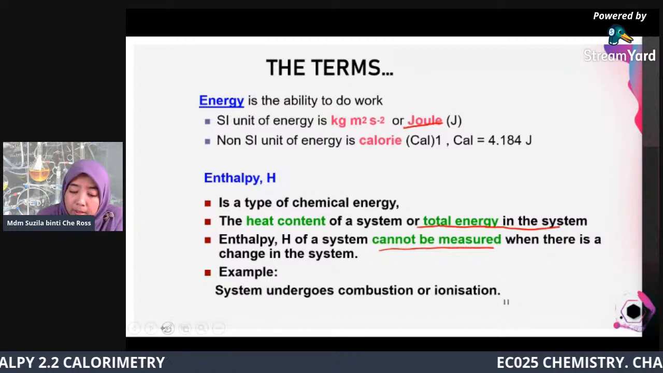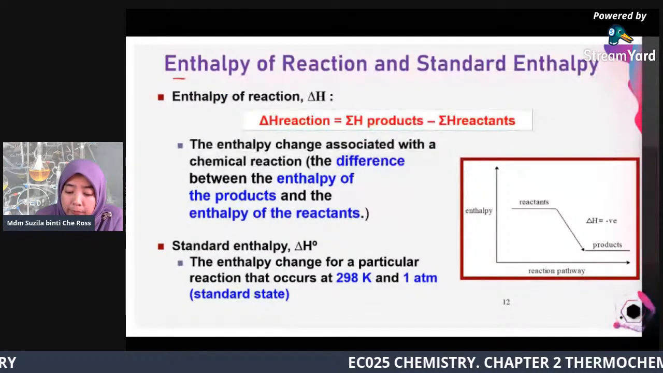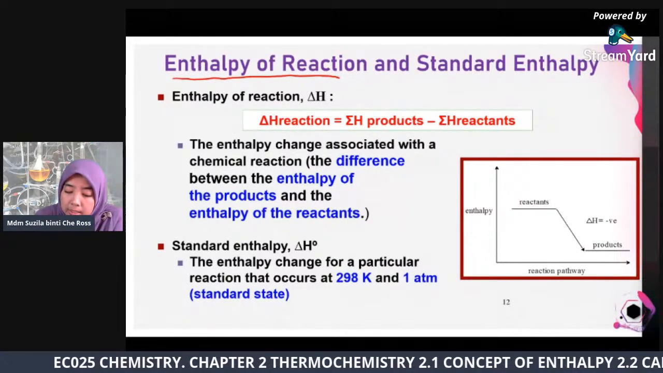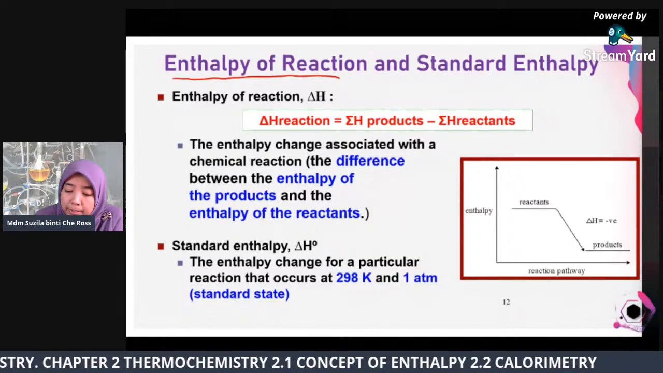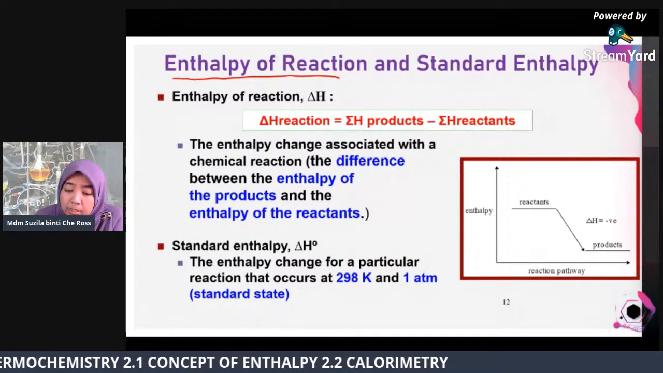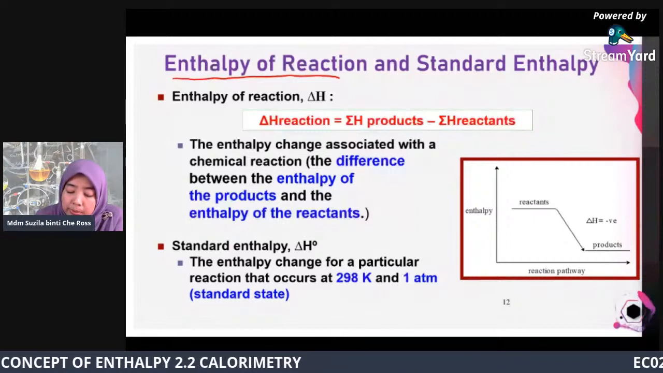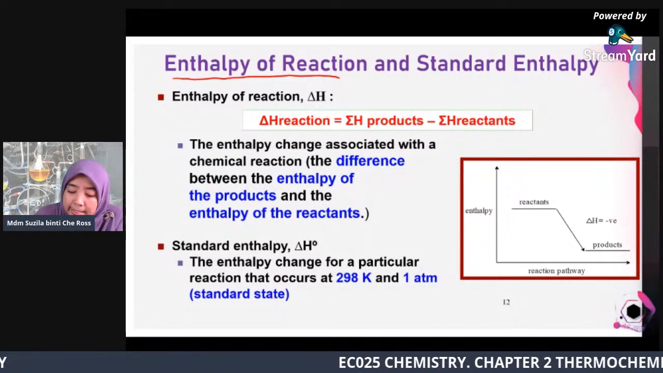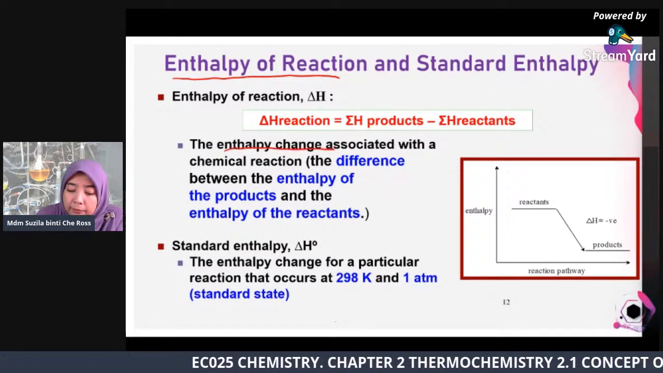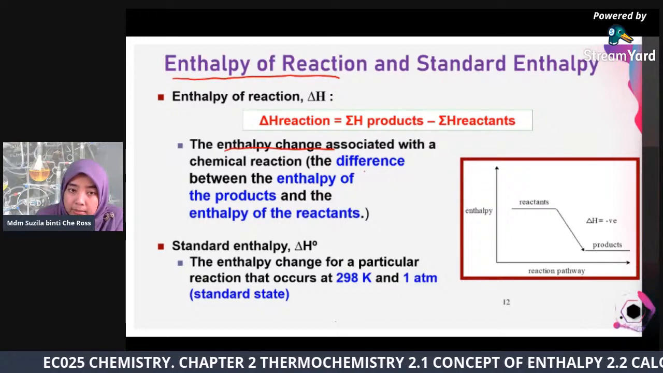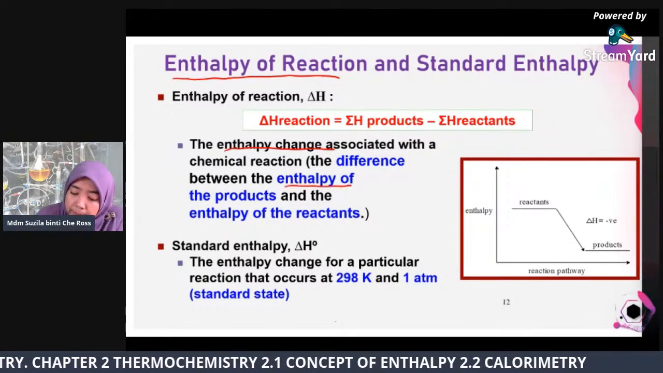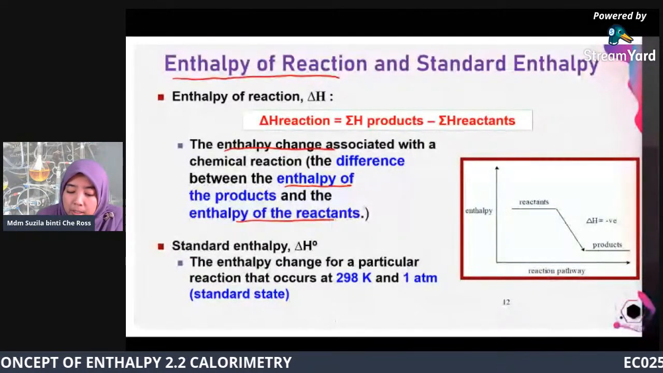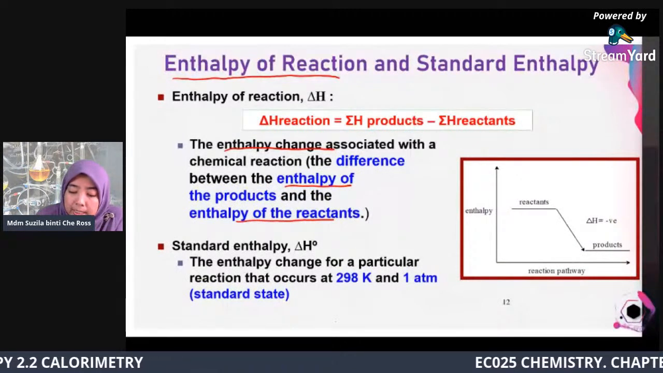We have the enthalpy of reaction. So what is the enthalpy of reaction? The enthalpy of reaction is the summation of enthalpy of the product minus the summation of enthalpy of the reactant. The enthalpy of reaction shows the enthalpy change associated with a chemical reaction, meaning the difference between the enthalpy of the product and the enthalpy of the reactant. The symbol of enthalpy of reaction is delta H.